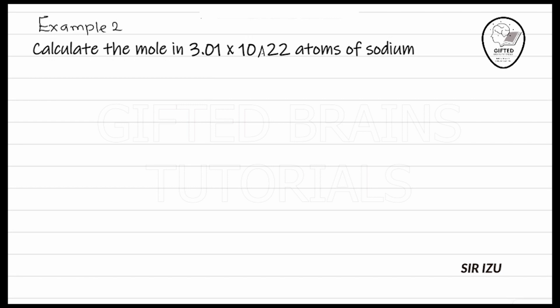Example 2. Calculate the mole in 3.01 times 10 raised to 3 atoms of sodium. Another thing that comes to mind is, what relationship can I use to get mole here? Obviously, if you're telling me atoms, then I should be using elementary particles. Atom is one of the elementary particles. And so hence, my mole here should be the number of particles given to me over the Avogadro's constant, which is 6.02 times 10 raised to 23.